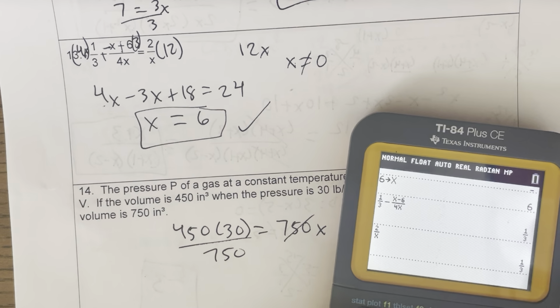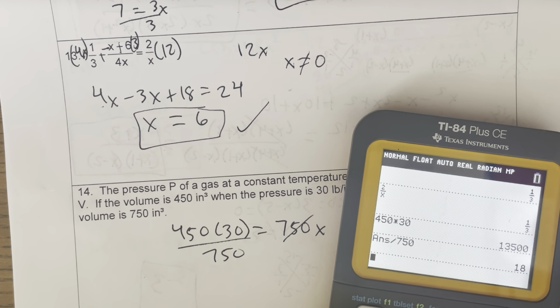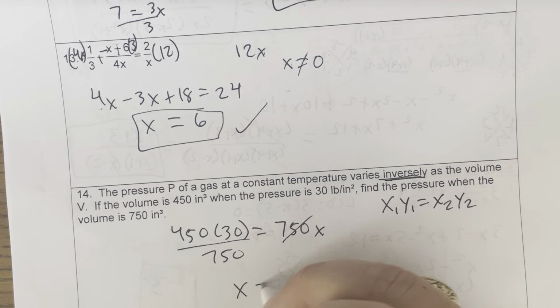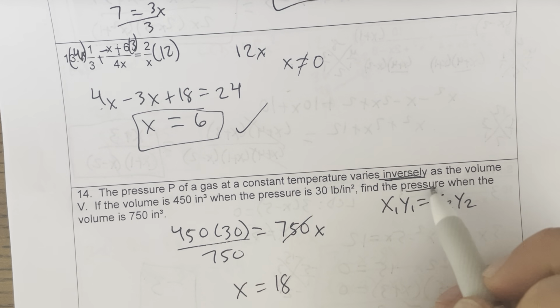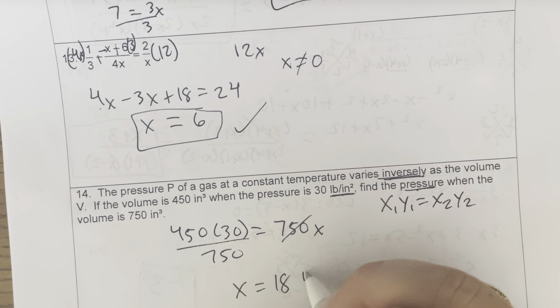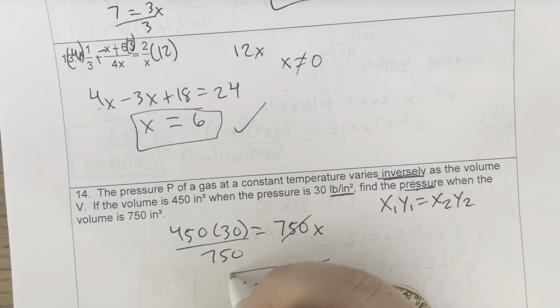So we'll go into our calculator. 450 times 30 equals, divided by 750, 18. And so x equals 18. And we're talking about pressure, which is pounds per square inch.